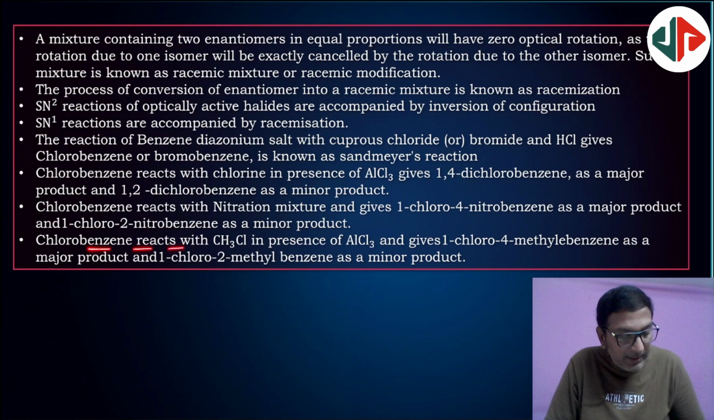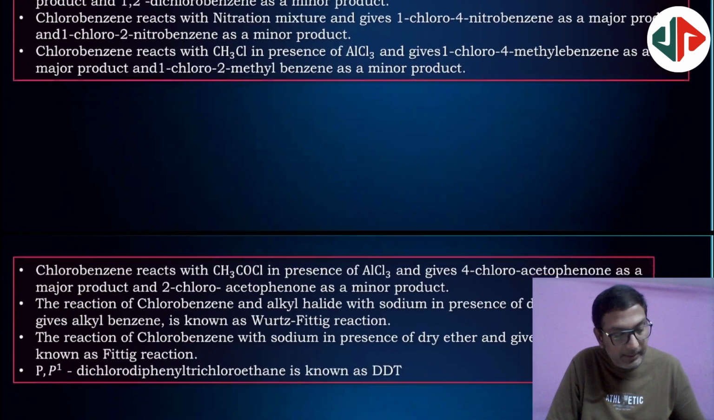Next, chlorobenzene reacts with CH3Cl, alkyl chloride, in the presence of AlCl3 and gives 1-chloro-4-methylbenzene as major product and 1-chloro-2-methylbenzene as minor product. This is Friedel-Crafts alkylation reaction. Friedel-Crafts alkylation.